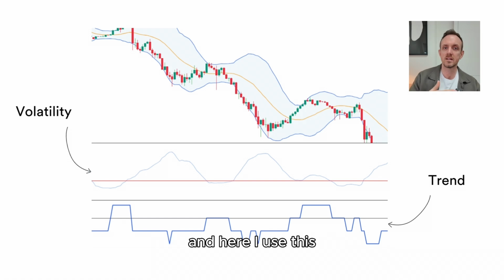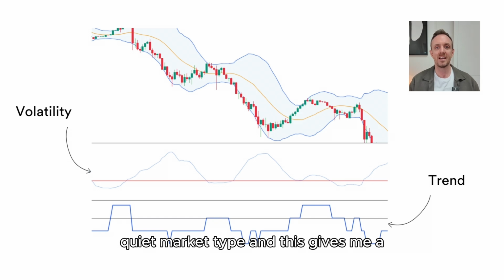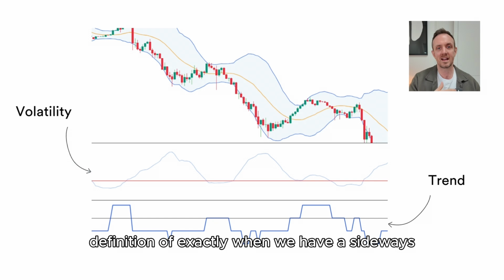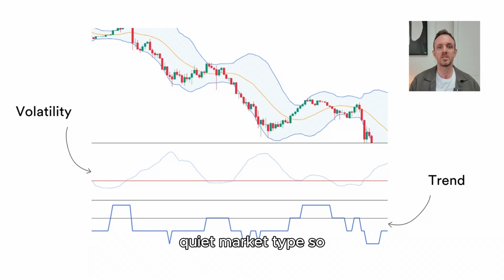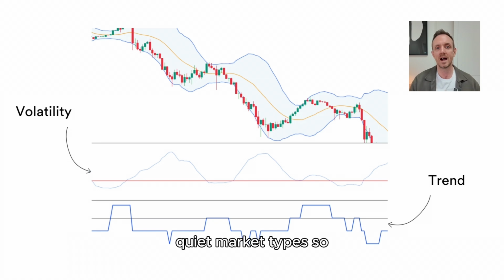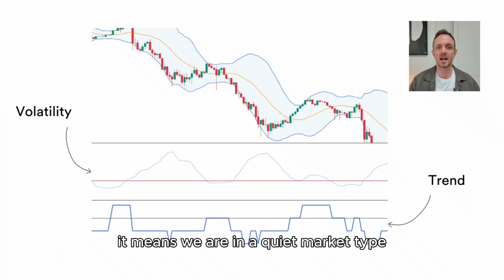And here I use this in particular to identify when we have a sideways quiet market type. And this gives me a no questions asked definition of exactly when we have a sideways quiet market type. So it takes all the ambiguity out of identifying sideways quiet market types. So you can see when the indicator's below the red line here, it means we're in a quiet market type. So this one helps measure the volatility.